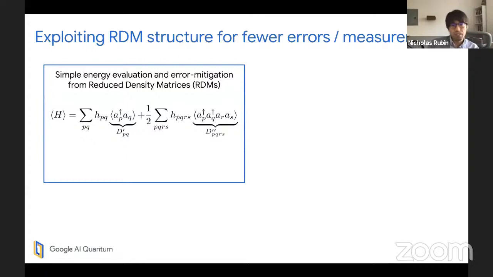The next component of a NISQ experiment is measurement. So generically, to measure the energy of a chemical system or electronic structure, you need the expectation values of these quadratic and quartic many-body terms. And a matrix of these expectation values are canonically known as the reduced density matrices, and what they are are fermionic marginals. So they're the fermionic version of qubit marginals.